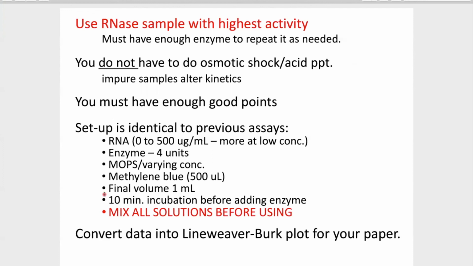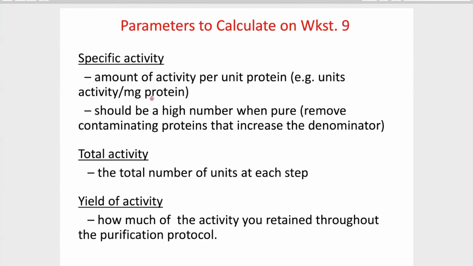You're going to convert your data into a Lineweaver-Burk plot for your paper, like I mentioned earlier. There are parameters to calculate on worksheet 9. You need to calculate specific activity, which is defined as the amount of activity per unit of protein, or in this case, enzyme. So it has units of activity per milligram of protein. It should be a higher number when pure. If you remove contaminating proteins, that decreases the denominator, right? If you have an impure protein sample with multiple proteins, you're going to have an overall higher amount of protein in solution, and that way your specific activity would then be lower, right?